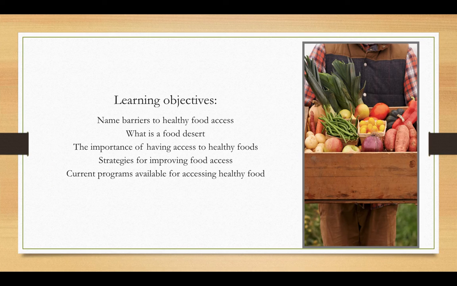The learning objectives discussed are as follows. Name the barriers to healthy food access. The importance of having access to healthy foods. What is a food desert? Strategies for improving food access, and current programs available for accessing healthy food. Please pause the video and check your knowledge by taking the pretest, which is in a link below the video.